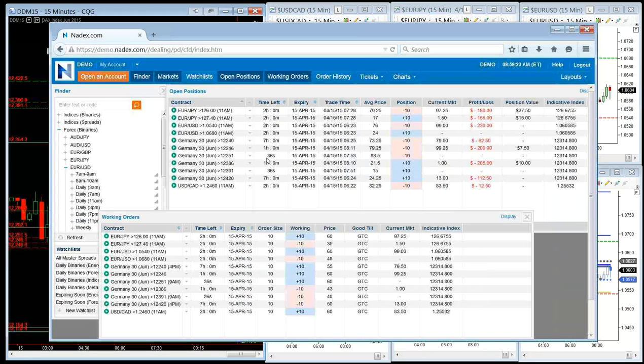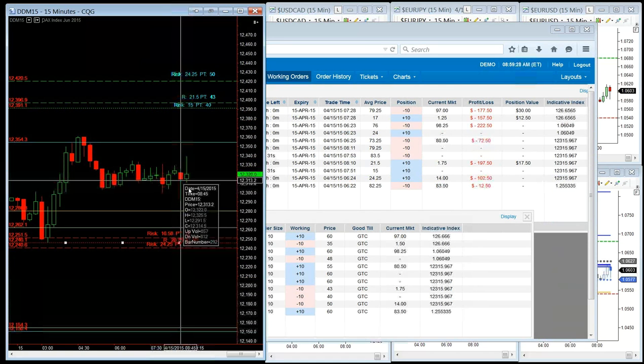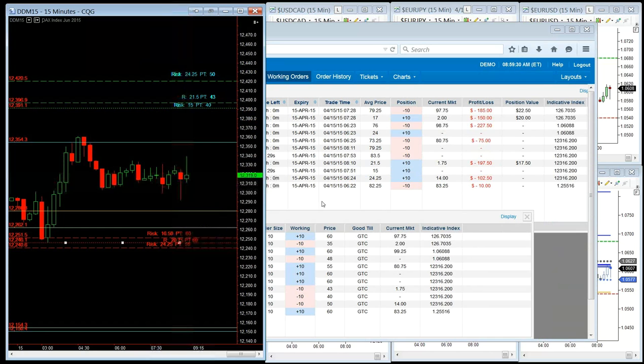You see, you've got 35 seconds on the DAX, and I don't even think the DAX can move that much in 30 seconds. And it moves pretty well.